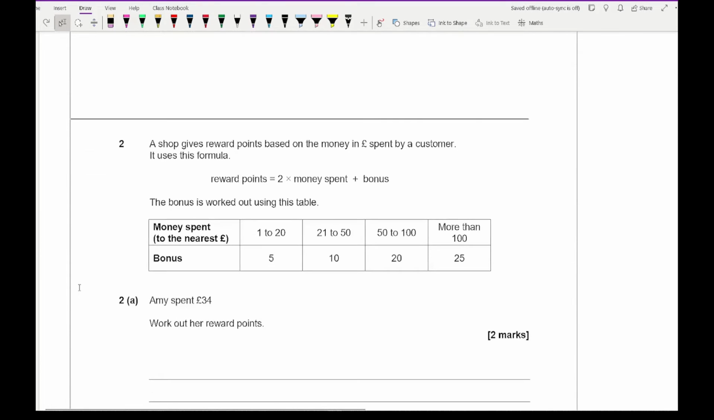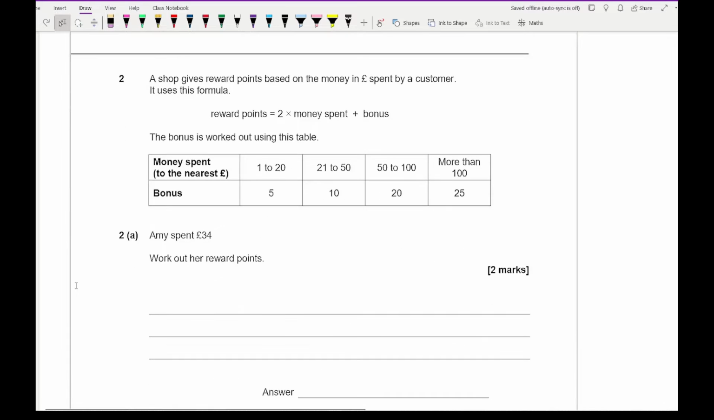Moving on to question 2, it says that a shop gives reward points based on the money in pounds spent by a customer. It uses the formula: reward points equals 2 times the money spent plus bonus. The bonus is worked out by using the following table. Amy spends £34, work out her reward points, and it's worth 2 marks.